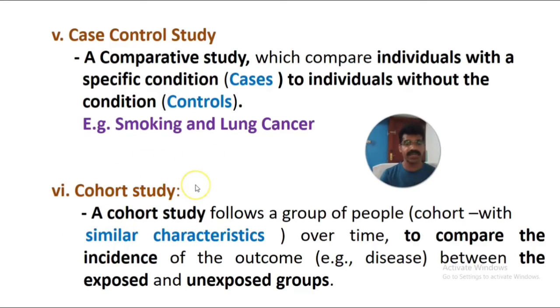Second is the cohort study under analytical study. A cohort study follows a group of people, which we call a cohort, with similar characteristics or similar problems over time. It is a prolonged study to compare the incidence of the outcome, the disease, between exposed and unexposed people. So we select people exposed to a particular problem and an unexposed group, and we compare why it occurs in the exposed group. That study is called a cohort study.